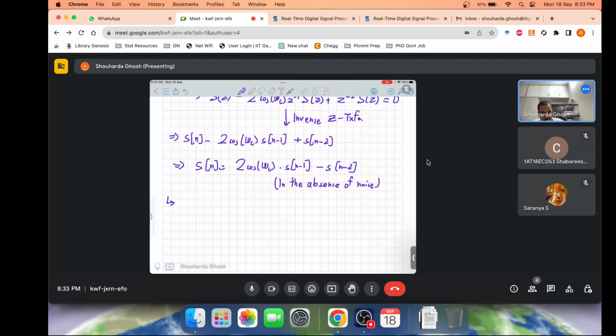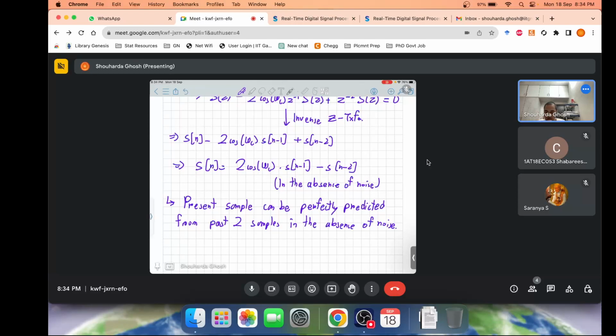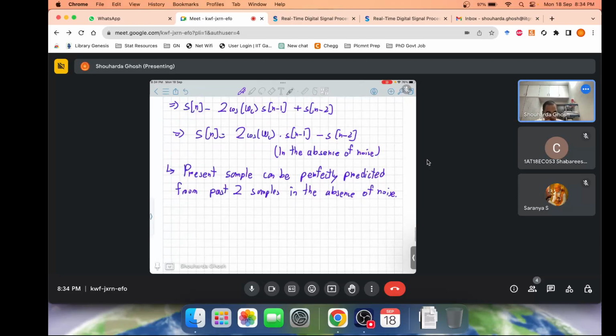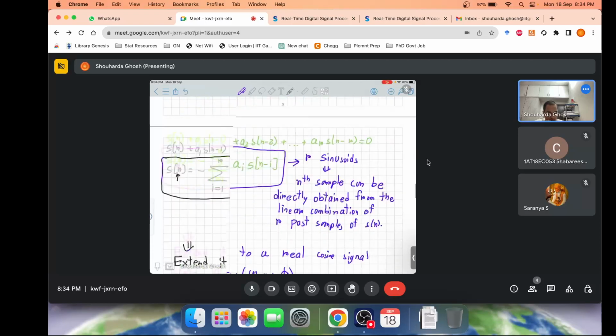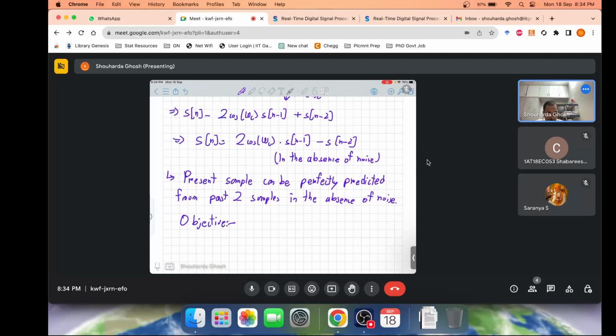So what does this show me? It shows that the present sample can be perfectly predicted from the past two samples in the absence of noise. Okay, so how do you actually put this into picture? Our objective, what was our main objective? If we go back, our main objective was to find omega c. How do we do that?